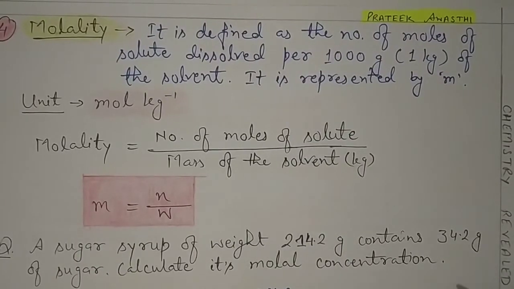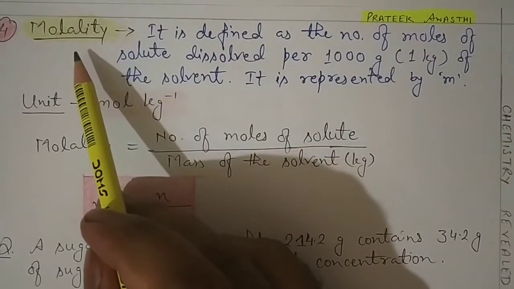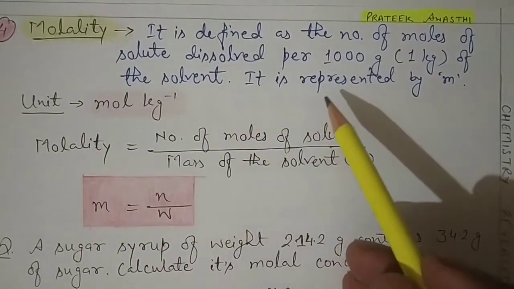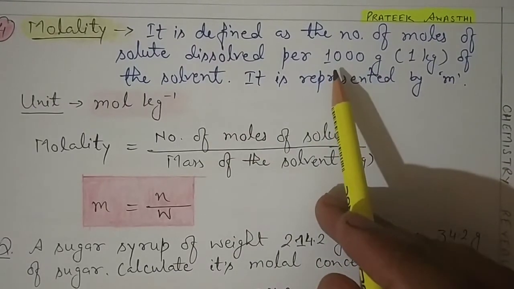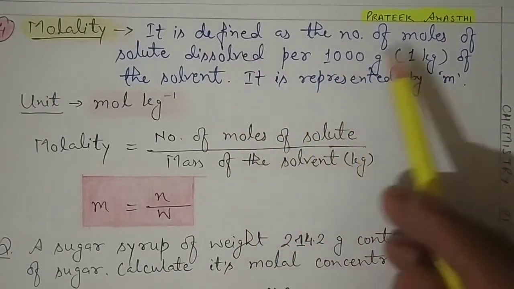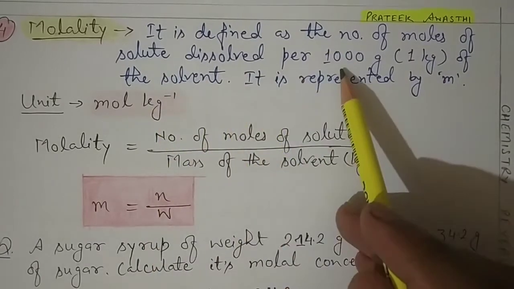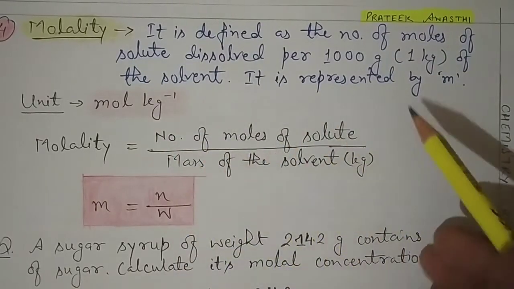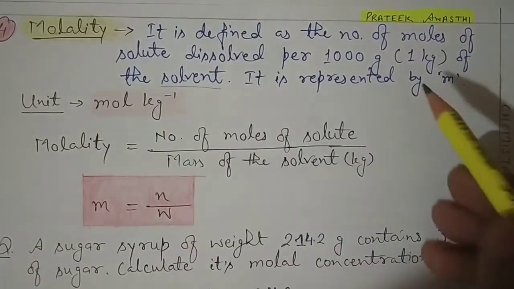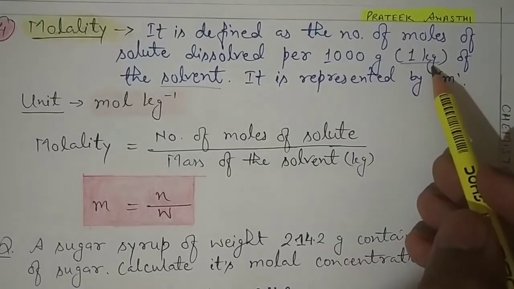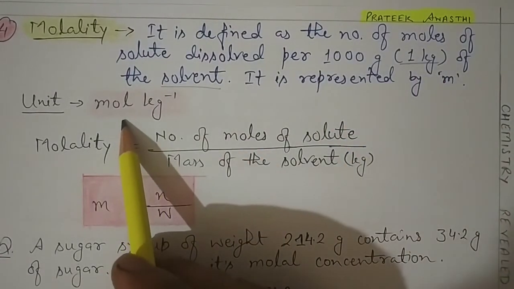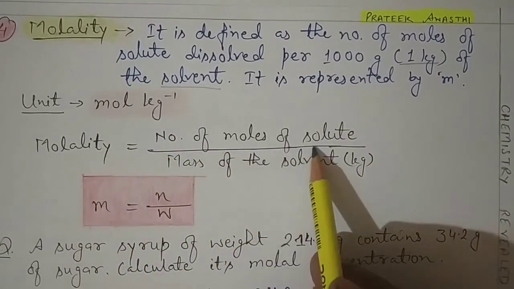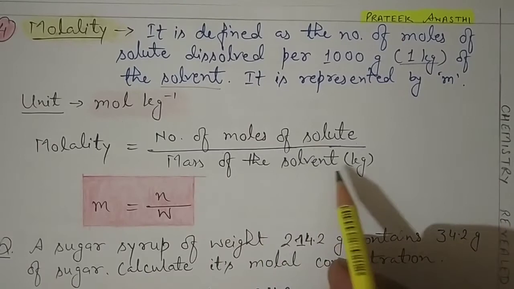After molarity, we are going to study molality. It is related to the same term as molarity, just the amount of the solute is taken in gram. It is defined as the number of moles of solute dissolved in 1000 gram or 1 kilogram of the solvent. In molarity we had 1 liter of solution and here we have 1 kilogram of solvent. So the unit of molality is mole per kilogram, and the formula of molality is number of moles of solute upon mass of the solvent in kilogram.